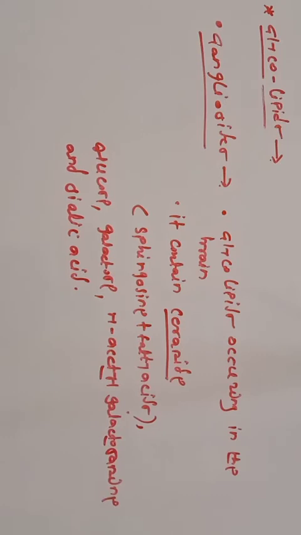The cerebroside contains galactose, sphingosine, and fatty acids, while the ganglioside contains sphingosine, fatty acids, and sugar molecules such as glucose, galactose, N-acetylgalactosamine, and sialic acid is also there. So this is all about these gangliosides.